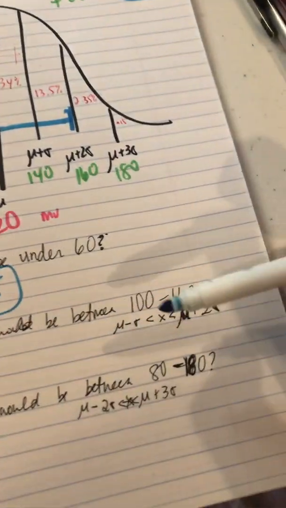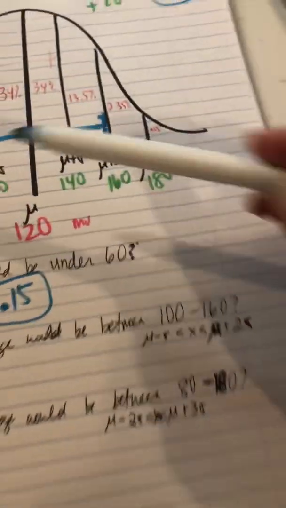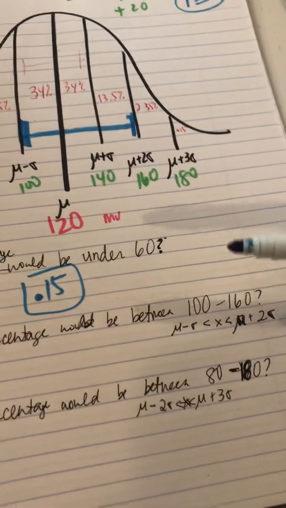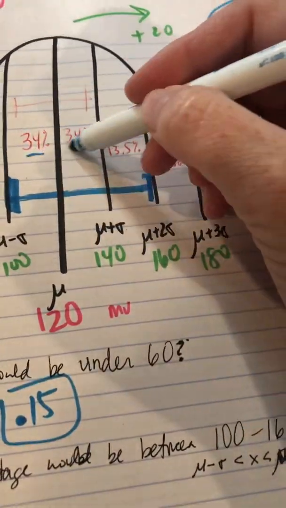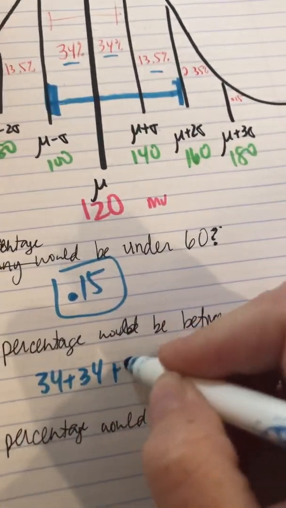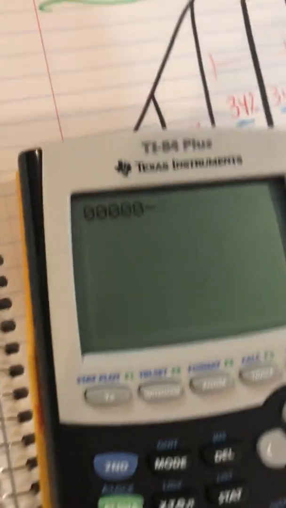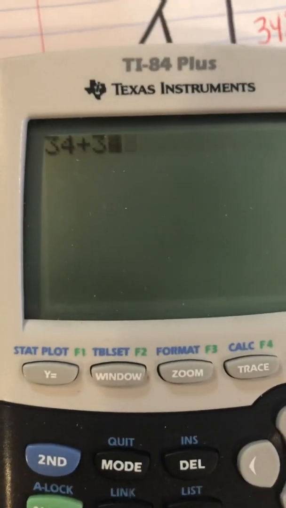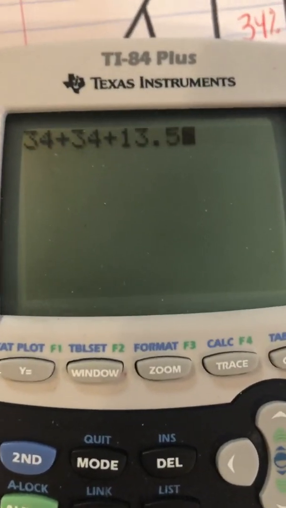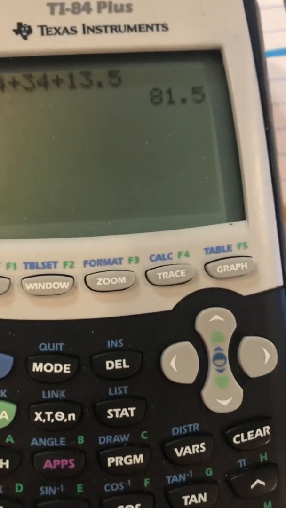So right now, what percentage would be between 100 and 160? So this is from mu minus sigma. Right here, they could have written that as mu plus 2 sigma, or they might say 100 to 160 on the test. It just depends. Either way, you can see we've got 3 things: 34 plus 34 plus 13.5. You don't need a fancy calculator for that. You would simply put in 34, 34, and 13.5, and that answer would be 81.5% of the data.